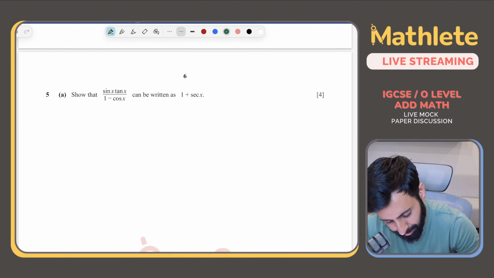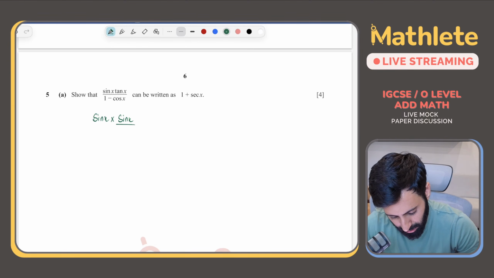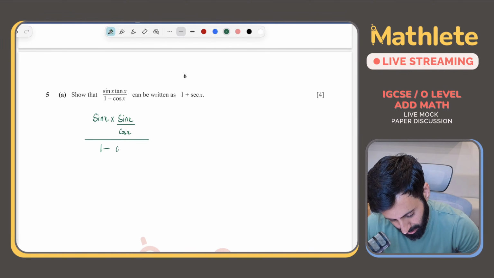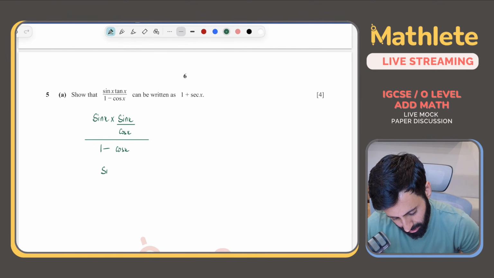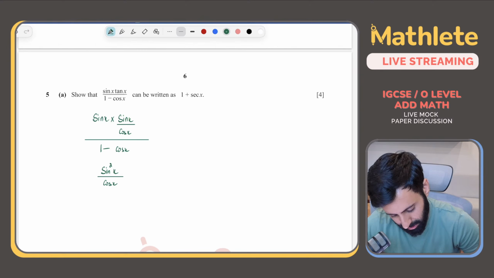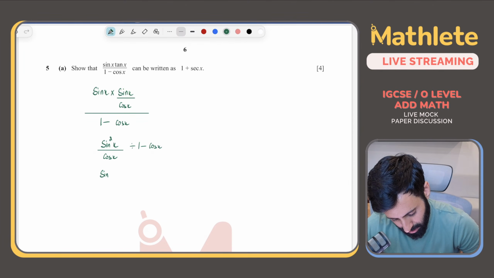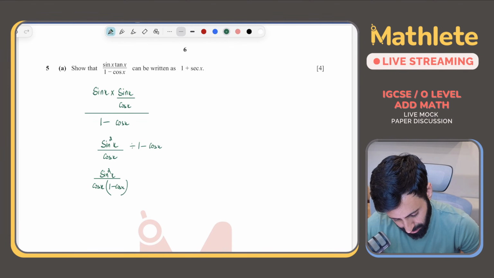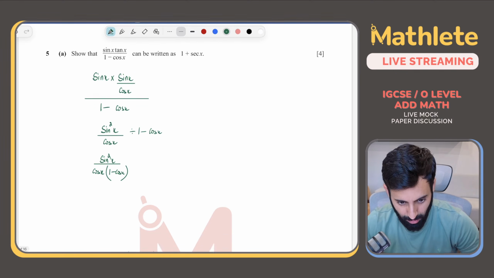That's it. Okay? So sin x tan x can be written as sin x upon cos x. And as far as 1 upon cos x is concerned, we'll let that be as it is. Okay, now what can I do about the numerator? The numerator can become sin square x upon cos x divided by 1 minus cos x, which means sin square x upon cos x, ठीक है, into 1 minus cos x. Okay, when we change from division to multiplication, this is what happens, correct?